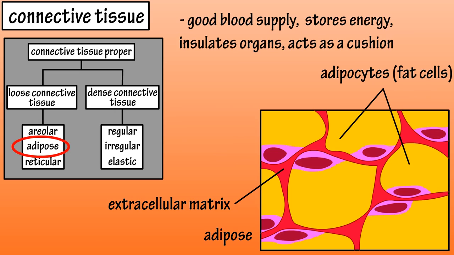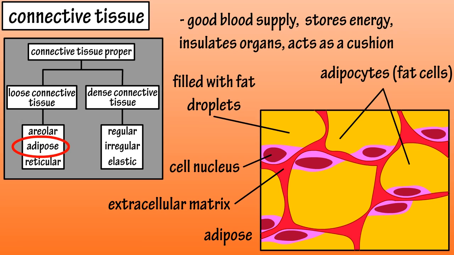Adipose connective tissue is also highly vascularized, and it is comprised primarily of adipocytes, which are fat cells and have very little extracellular matrix. Adipocytes are filled with fat droplets, which push the nucleus toward the plasma membrane. There are two types of adipose connective tissue, white and brown. Brown adipose tissue is found more in infants and newborns, and white adipose tissue stores energy, insulates some organs, and provides a cushion against shocks to the body. Adipose connective tissue is located throughout the body, as it can be found under the skin and surrounding various organs.